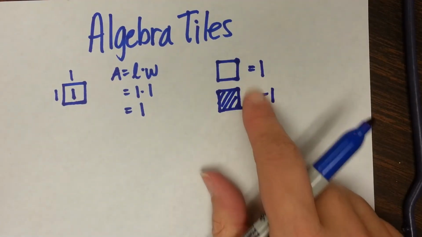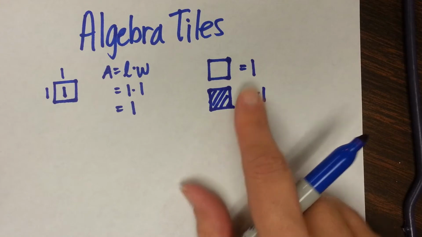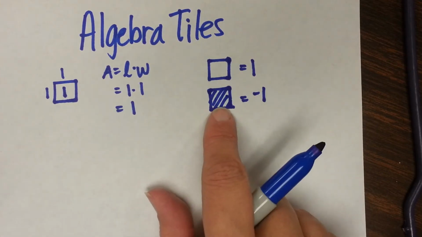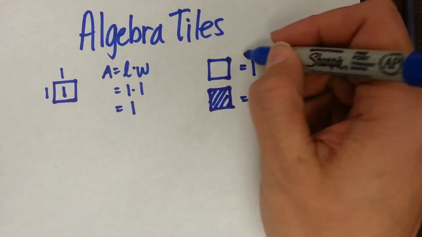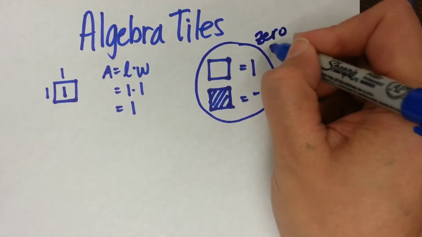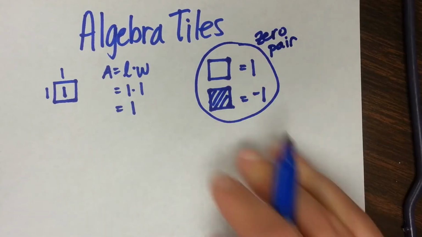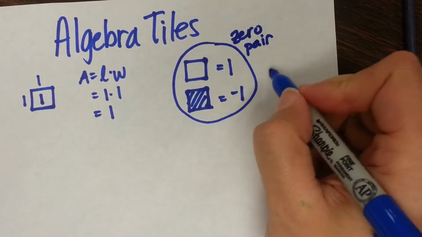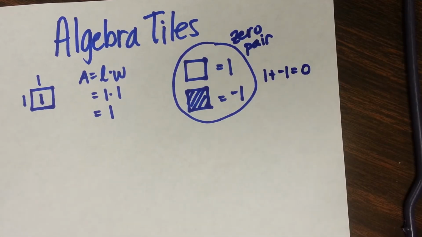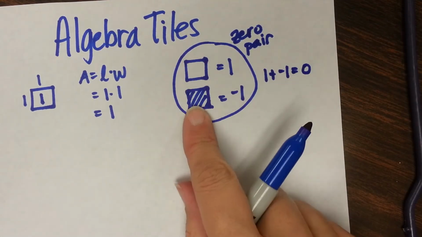So if I take a positive one and a negative one, what happens? Well, those two things cancel out. If I have one that's unshaded and one that's shaded, they cancel each other out. This would be known as a zero pair, because when they're added together, they cancel each other out and form 0. So 1 plus negative 1 would be equal to 0, which is why this would be called a zero pair.